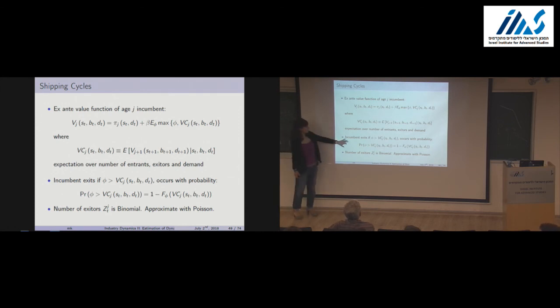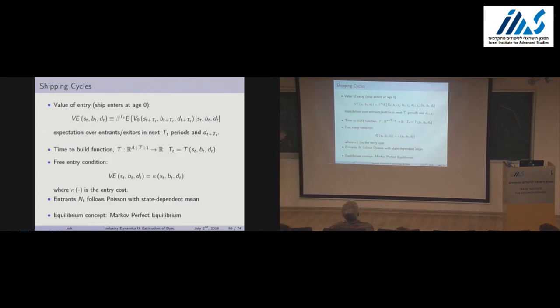What's the optimal exit policy? The incumbent will exit if the scrap value is larger than his continuation value. This is exactly what we saw yesterday. And so this amounts to the probability that your scrap value is larger than your continuation value, which depends on the distribution of the scrap values that we have. So essentially, the number of exitors is binomial because we each draw this scrap value that's IID every period, but since there is a lot of them, I'm going to say that exit is deterministic.